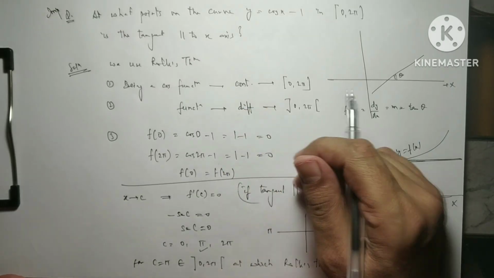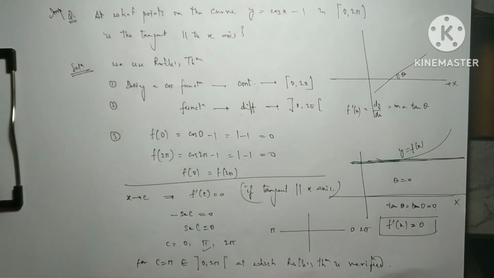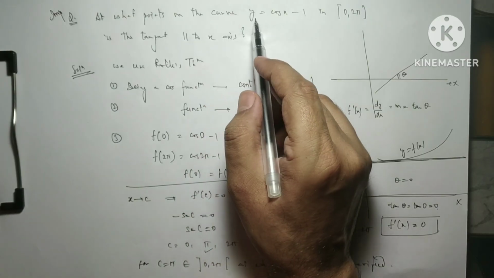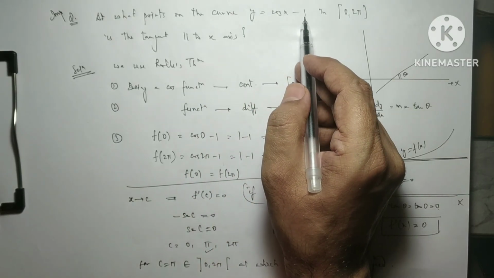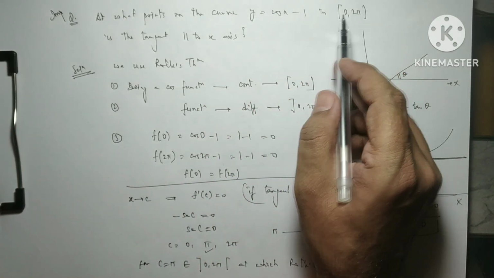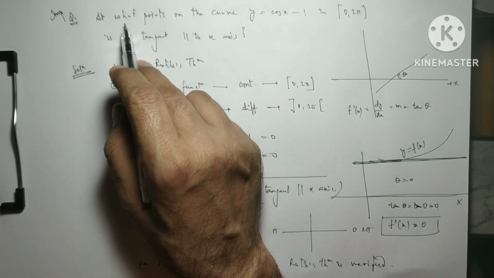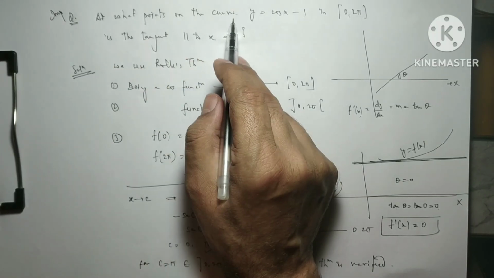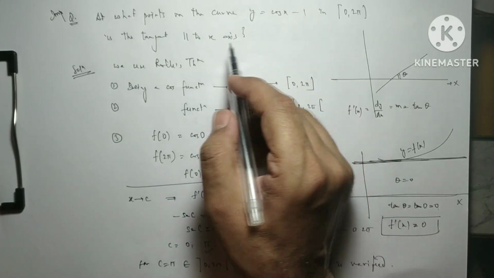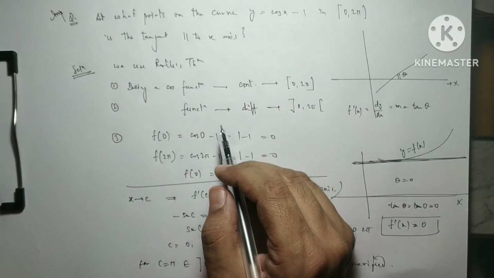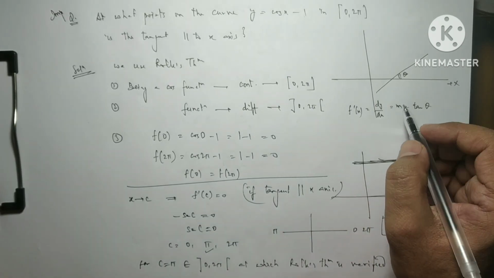Now the next question, that is the important question. At what points on the curve y equals cos x minus 1 in this interval is the tangent parallel to the x-axis? So we want to find the points on this curve where the tangent is parallel to the x-axis. So what is the concept of tangent?